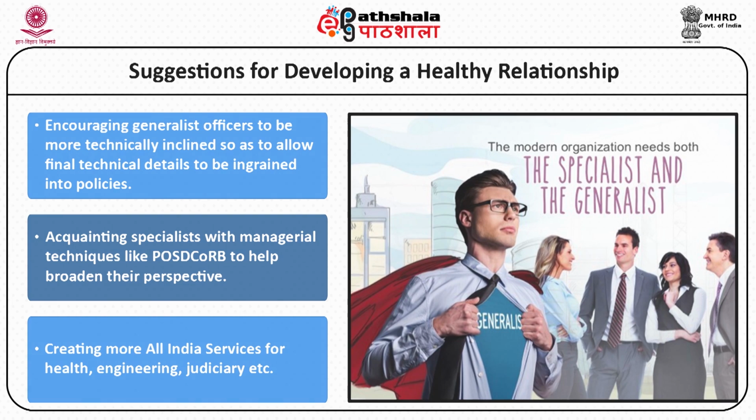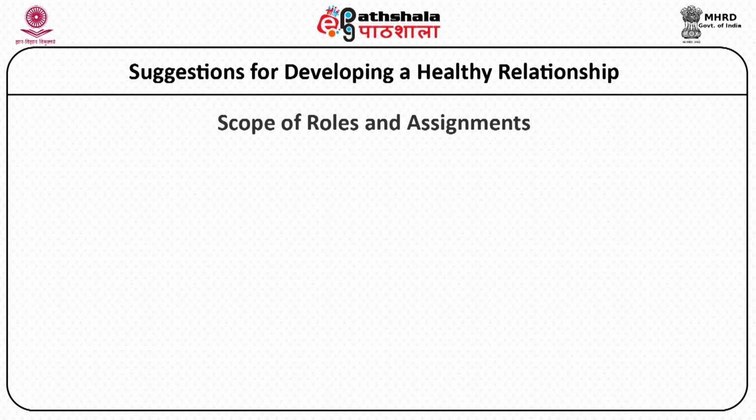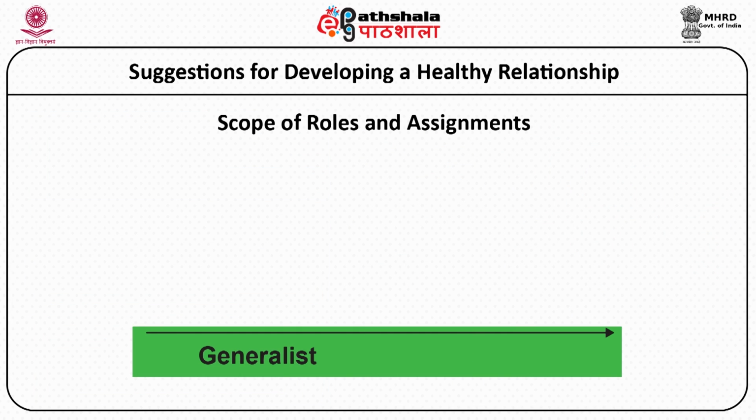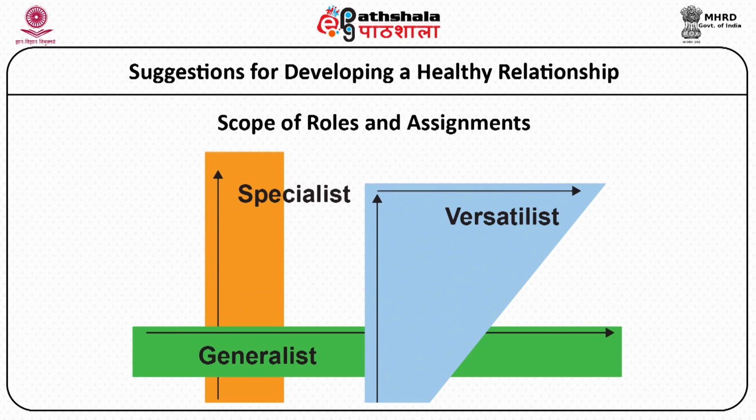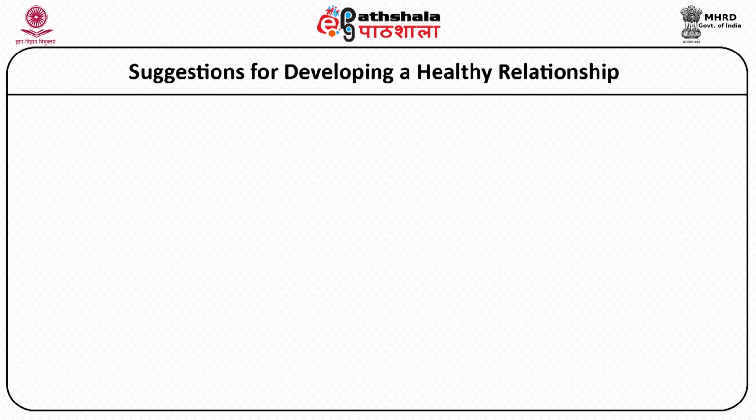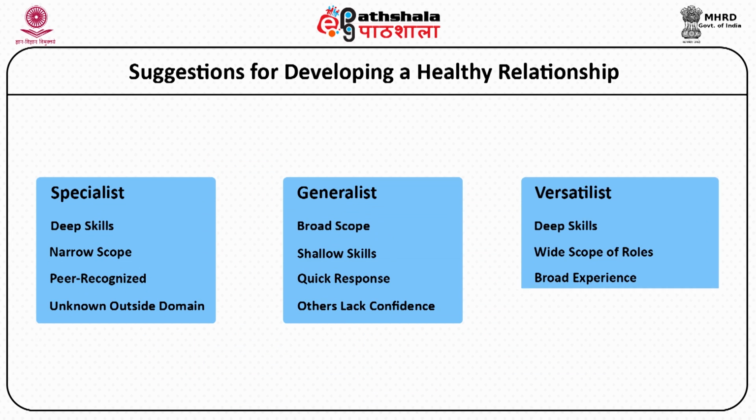Friends, I have discussed various suggestions to develop a harmonious relationship between generalists and specialists. The point remains that we cannot do either with only journalists or only specialists. We need versatile officers who have both breadth of knowledge and deep depth of knowledge, who have wide skills in their kitty, who have better understanding. He may be a journalist, he may be a specialist. The point remains he should be a versatile officer dealing with all aspects of administration, and administration comprises both journalist and specialist activities.